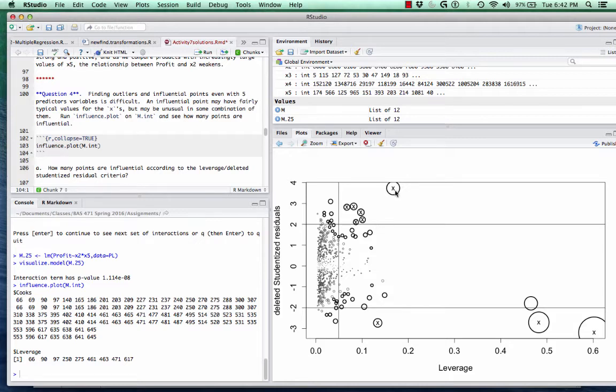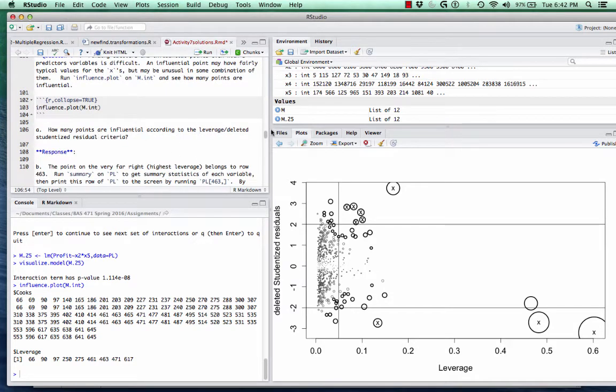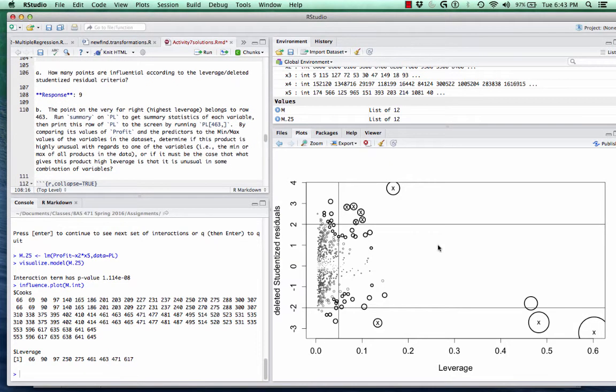So any of the points marked by x's in the upper and lower right-hand rectangles are influential points, and in some sense they have a lot more control over the values of the coefficients of the model than the other points in the data set. So how many points are influential according to our criteria here? Well, we could count that up, or we could just look to see how many points are here. 1, 2, 3, 4, 5, 6, 7, 8, 9. Well, there's 9 points.